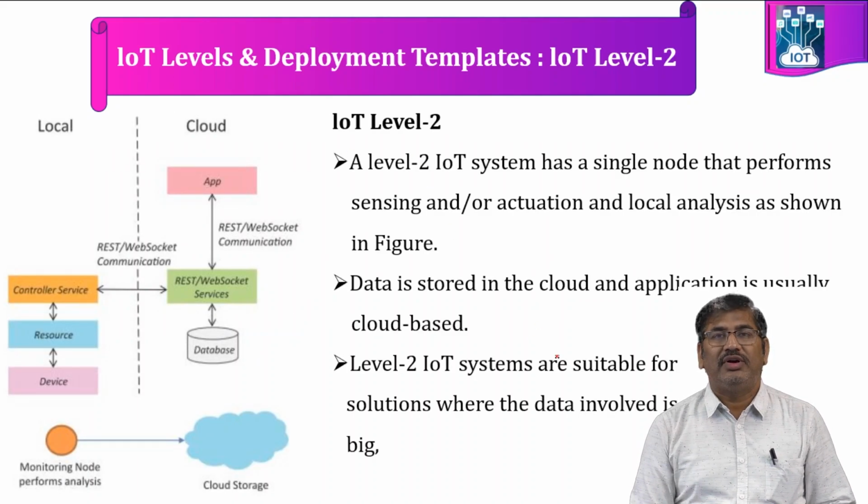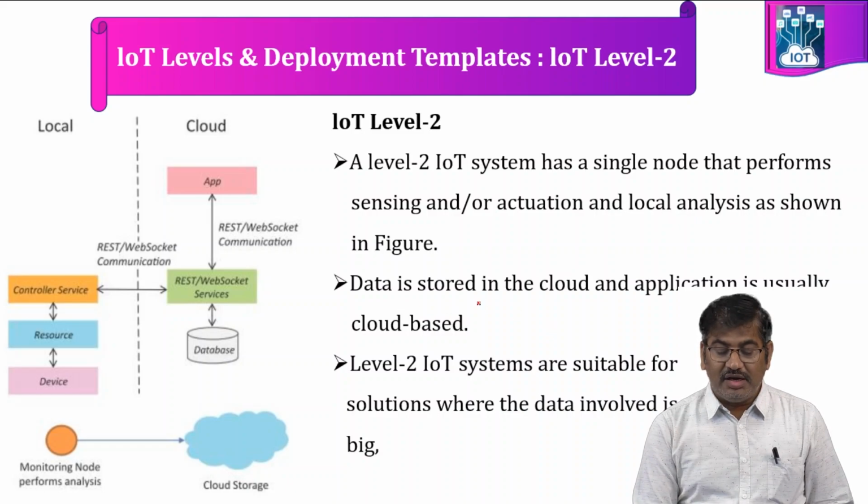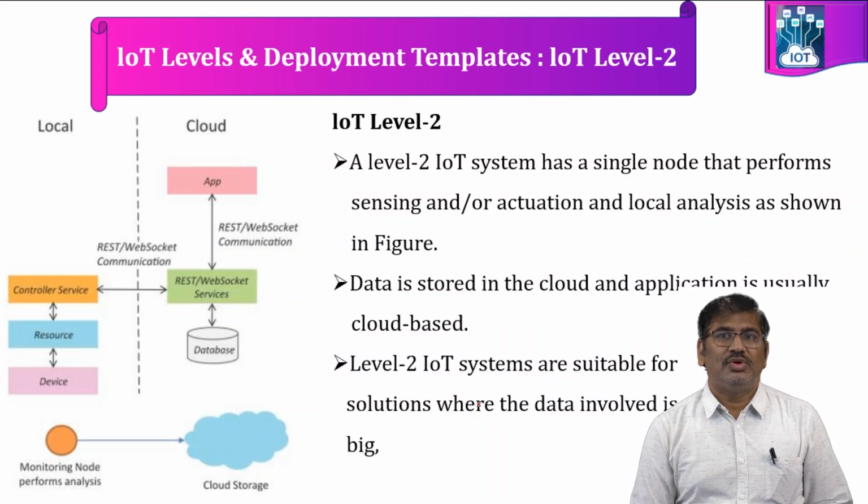Now we will see level 2 in IoT systems. A level 2 IoT system has a single node that performs sensing and/or actuation and local analysis, as shown in the figure. The data is stored in the cloud and the application is usually cloud based. Level 2 IoT systems are suitable for solutions where the data involved is big.